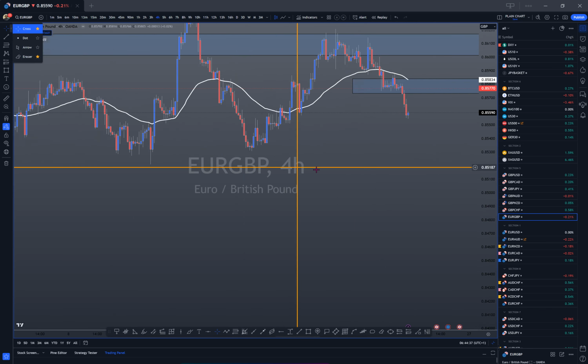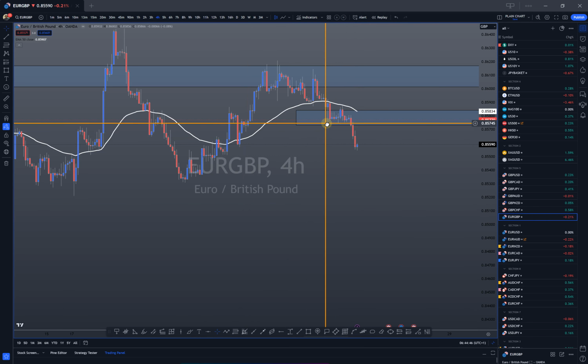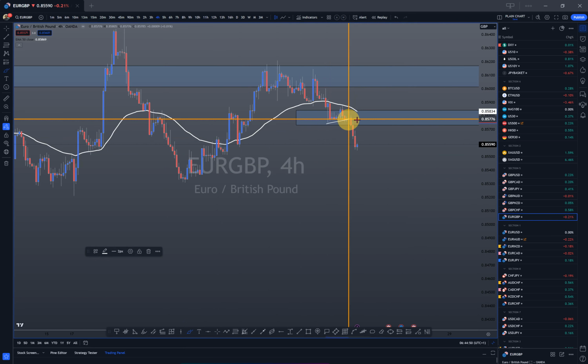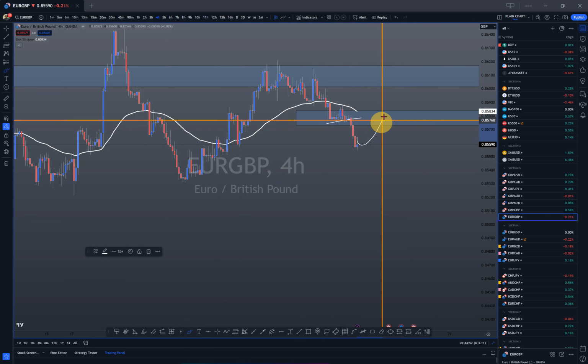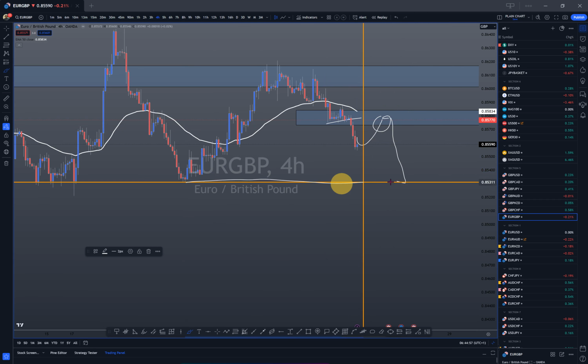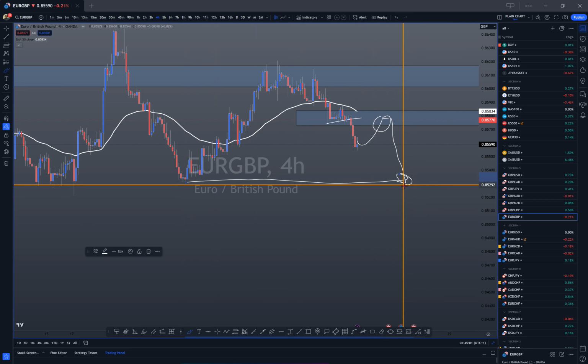So here what you are looking for is a break and retest. So currently price has broken out of this level here on Euro GBP. We just broke this level here below the EMA, and what we are looking for is a pullback to test this zone. You take a sell from here and you take your profit here. So this is something that you can actually monitor and see how you can potentially make money from this move here.